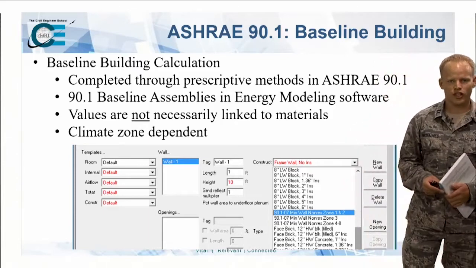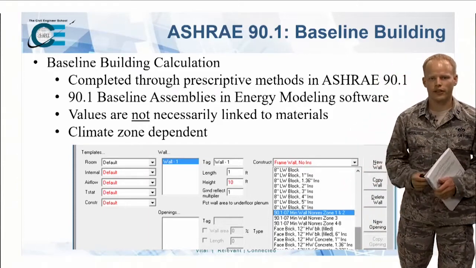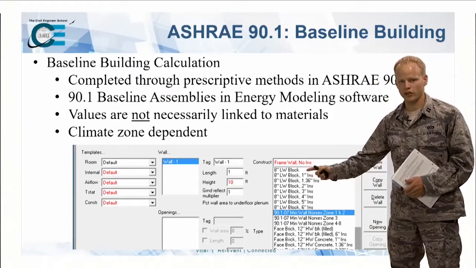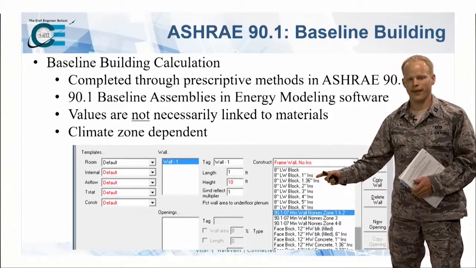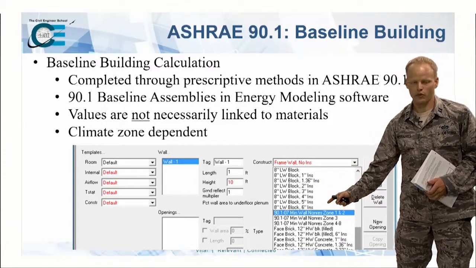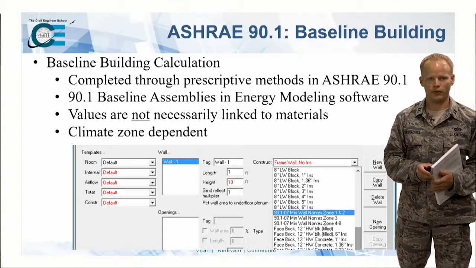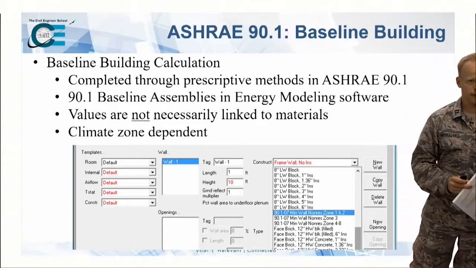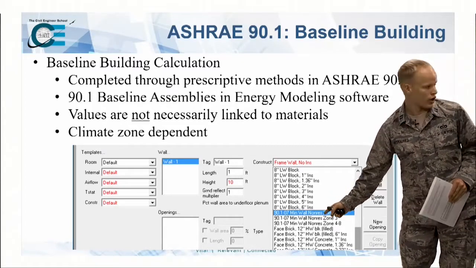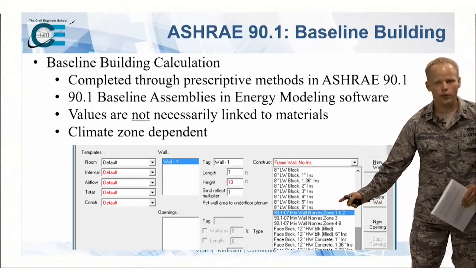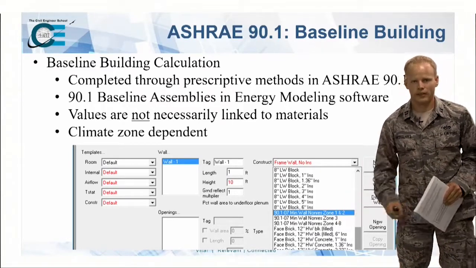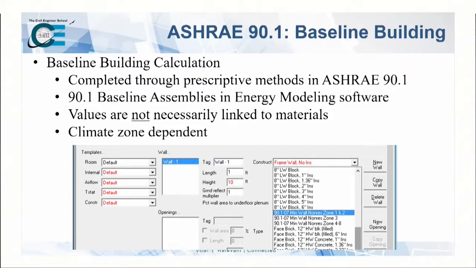2007. So it changes. Values aren't necessarily linked to materials. You can see all these materials listed in here, but then you have these, which just plug in the values in the table. And then they're climate zone dependent. You can see down here zones 1 and 2, 3, 4, and 8. Each zone will have different requirements.